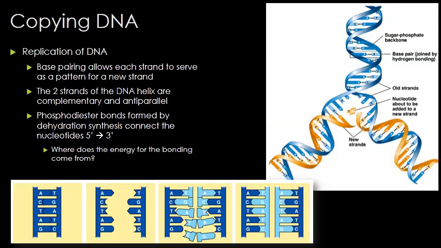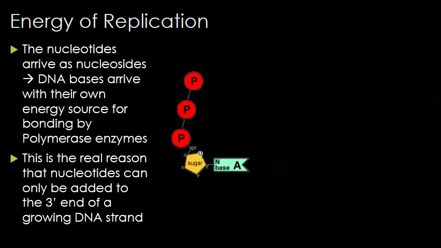The nucleotides themselves are bonded together with phosphodiester bonds, but bonds take energy, and that energy has to come from somewhere. The energy of replication comes from the nucleotides themselves, because they don't actually arrive as what we know as a nucleotide. They arrive as nucleosides. The example that you see here is one you should be used to. It's essentially ATP, even though it's a DNA form, because it has a deoxyribose sugar. So the real reason that nucleotides can be added to the 3' end is that the energy is on the 5', and the OH group for dehydration synthesis is on the 3' end.